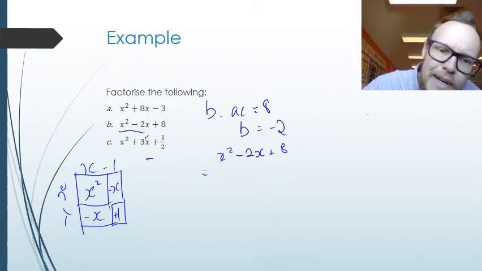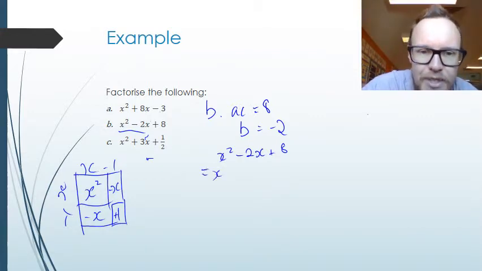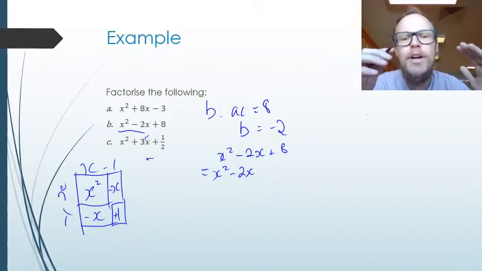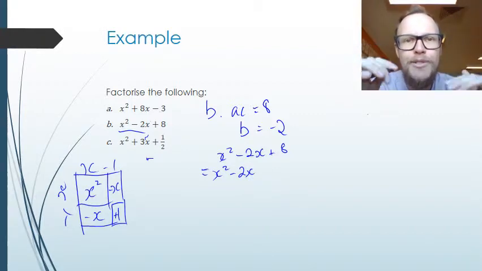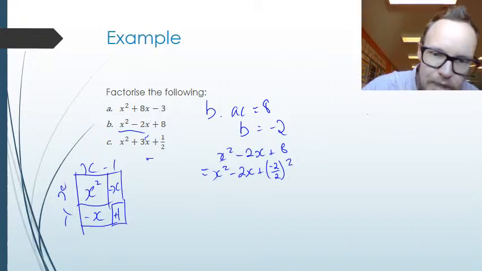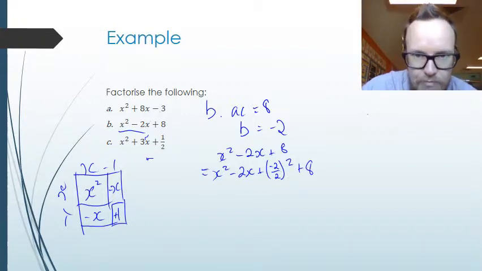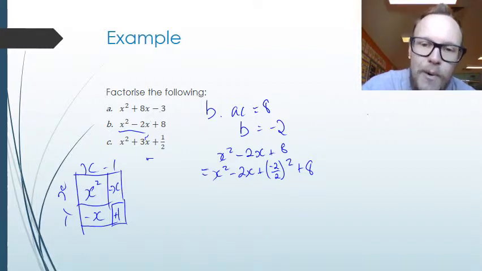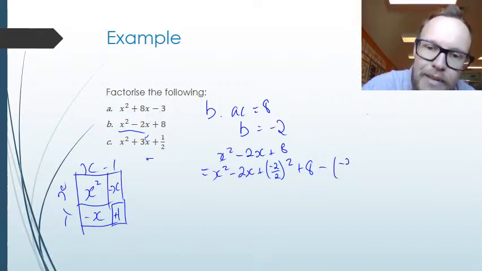But here, this is the same as x squared minus 2x, and now I need to do plus b on 2 squared. So b is minus 2, on 2 squared, plus 8, because we can't forget that plus 8. And I've added on that b over 2 squared, so I've got to take it away. So take away b on 2 squared.